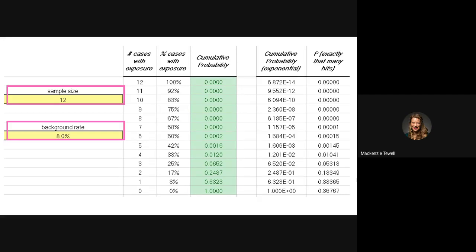You need to know how many people are in your sample, meaning the number of cases or sick people in your study, and your background rate, which is the percentage of people you would expect to have the exposure of interest in the general population. You can obtain the number of cases with a certain exposure from your epi data.